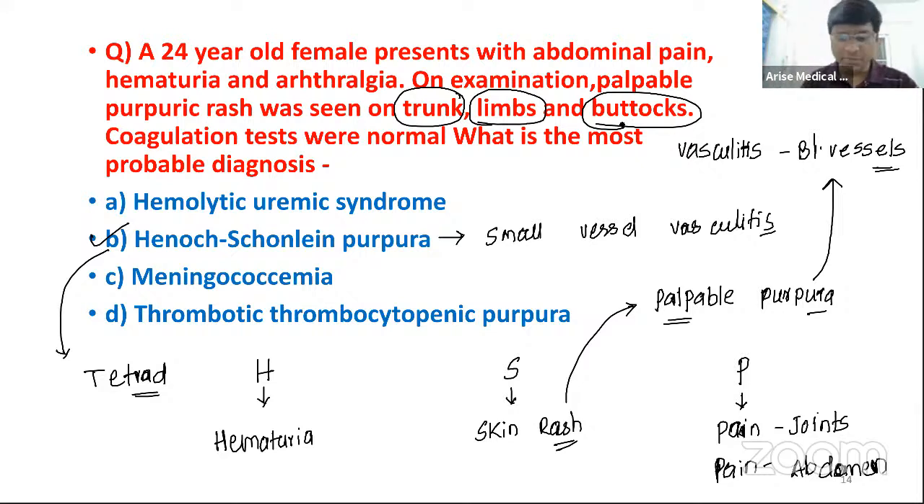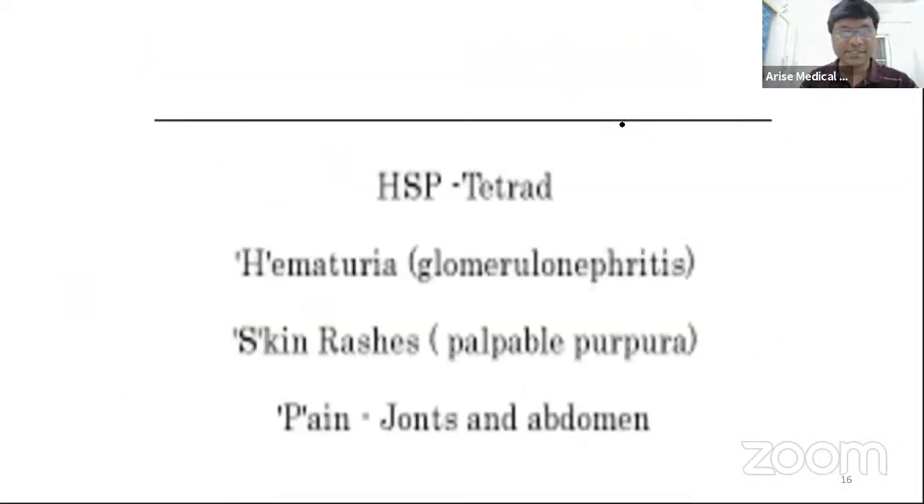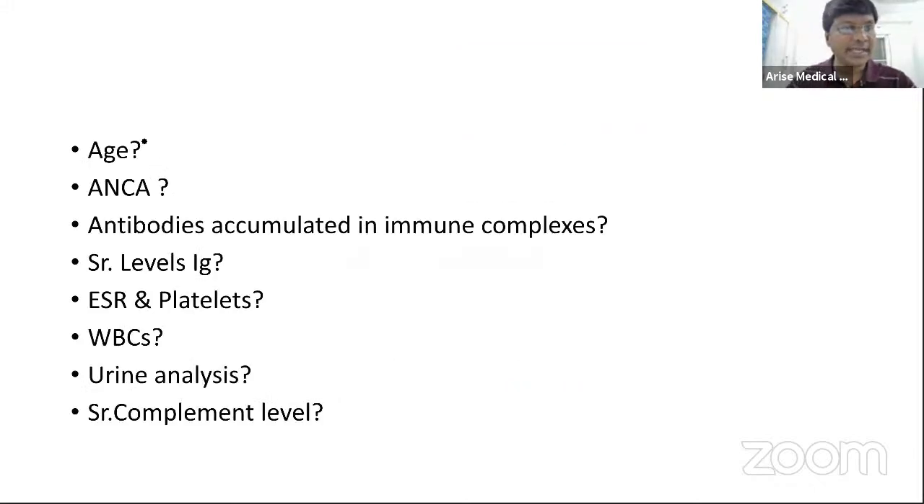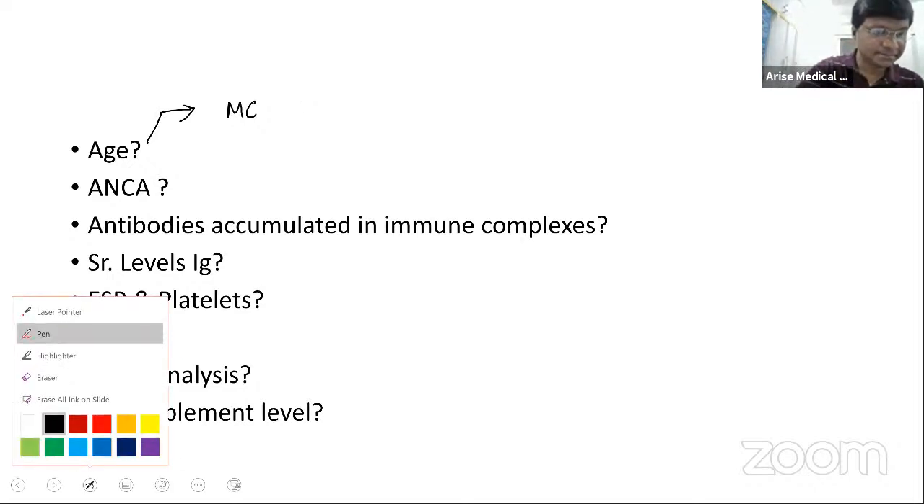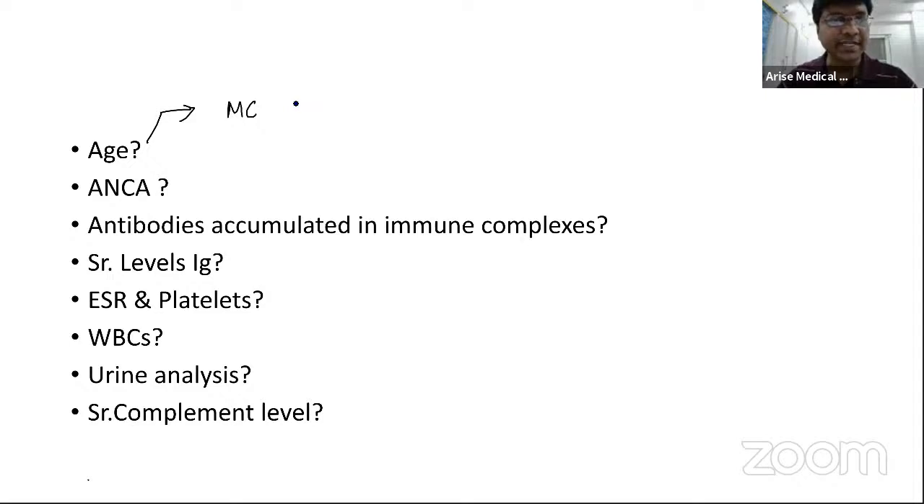Now, what are the other manifestations of Henoch-Schonlein's purpura? What is the age group at which you will see Henoch-Schonlein's purpura? Remember, Henoch-Schonlein's purpura is most commonly seen in children. Most commonly seen in children.